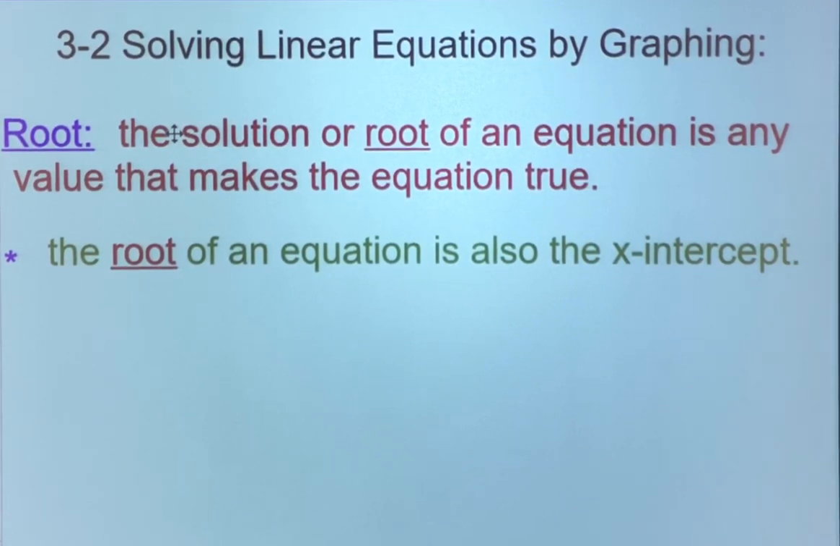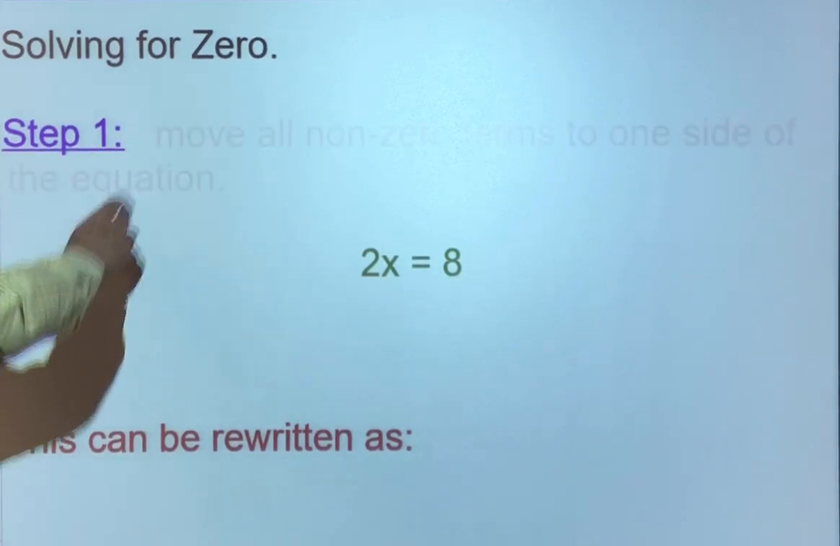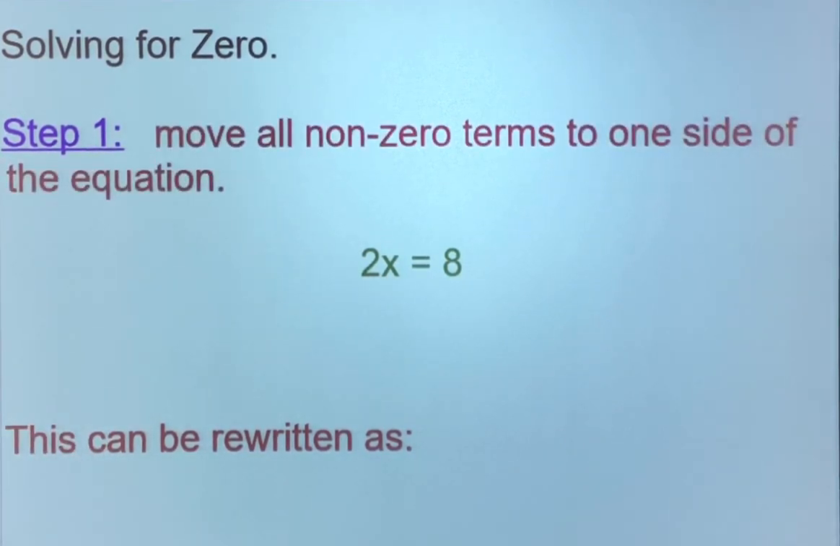Okay, so what does that tell us? Well, let's take it a step further. If we're going to solve for zero, if we make y zero, the result will be the x-intercept. So our first step will be to move all the non-zero terms to one side of the equation.